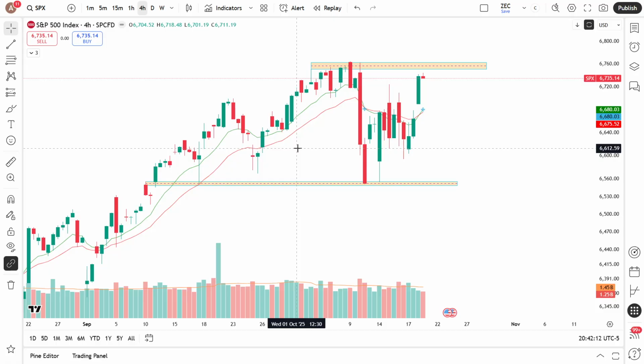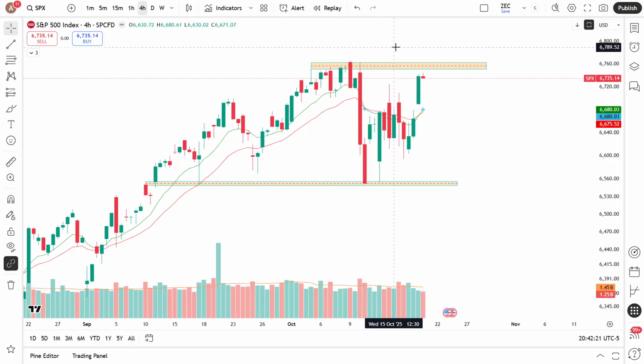So support and resistance, and whether it is support or resistance, because they are the same zones, is determined by where the price is relative to it, right? Below this zone right now, when price is below this zone, this area is resistance. When price is above this zone, this area is support.